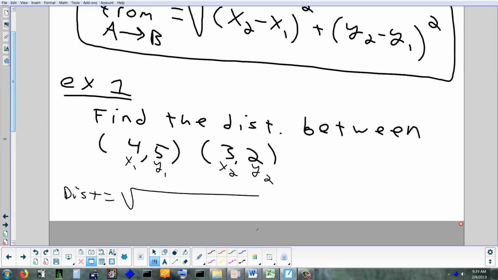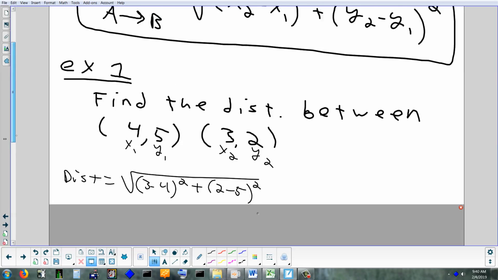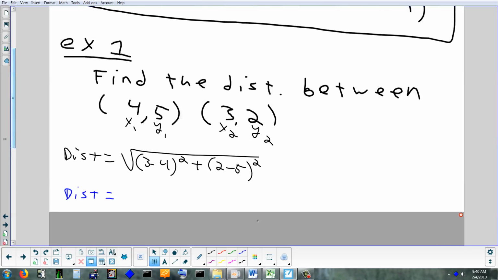So the distance. I always put the square root first so I don't forget. x2 minus x1, 3 minus 4. Don't forget to square it. Plus y2 minus y1, 2 minus 5. Don't forget to square it. And plus sign goes between them. Now, I said to you the order doesn't really matter, like if you do x2 minus x1 or the other way around, and that's because of what I'm about to do. I'm about to square it.